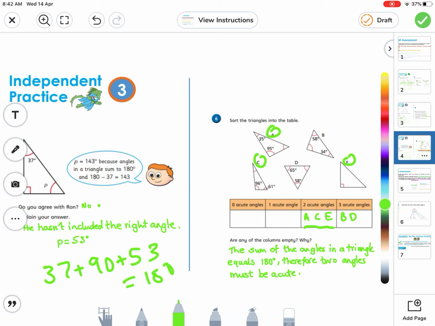Well, yes, 2 of these columns are empty. They are empty because the sum of the angles in a triangle equal to 180 degrees. Therefore, 2 of those angles must be acute.